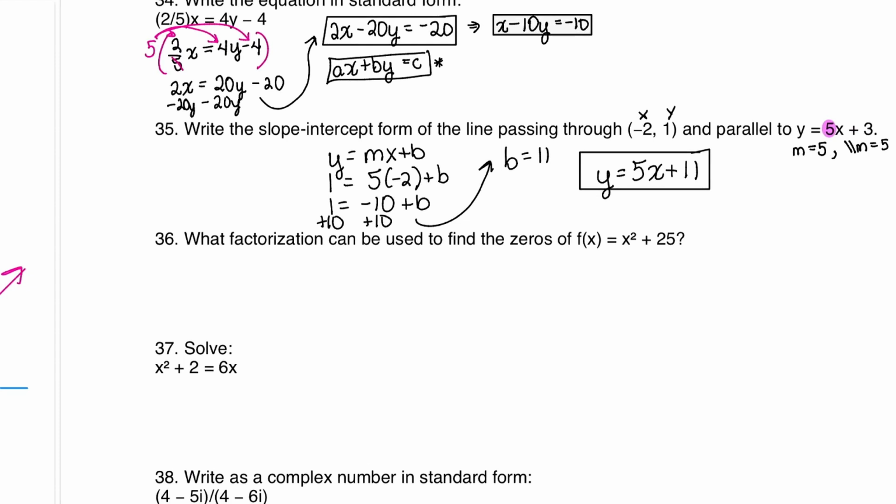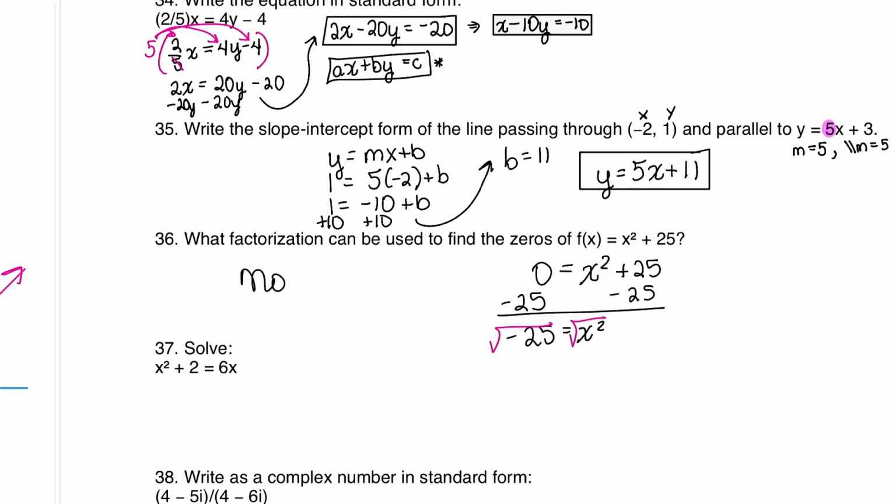Number 36, what factorization can be used to find the zeros of f of x equals x squared plus 25? Well, in this case, this is a little bit of a trick answer because there are going to be no zeros here. If we were to subtract 25 from both sides, we would run into a little bit of an issue here because if we go to take the square root of negative 25, we're going to get imaginary answers. So this one is not possible.